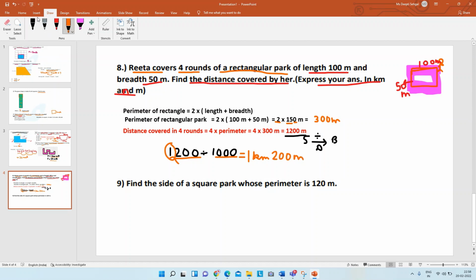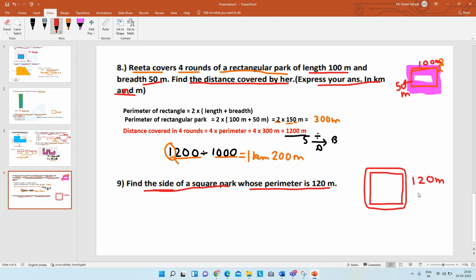This is the answer. The last question is find the side of a square path whose perimeter is 120 meters. अब आपको एक square path दिया हुआ. Okay, so like this is my square path and its perimeter is given to you, 120 meters. जब हमें सिर्फ पेरीमीटर निकालना होता था तो हम क्या करते थे? 4 से मल्टीप्लाई करते थे. पर अब तो ऑलरेडी पेरीमीटर दिया हुआ है तो हमें क्या निकालना है? हमें ये साइड निकालनी है, ओनली वन साइड.